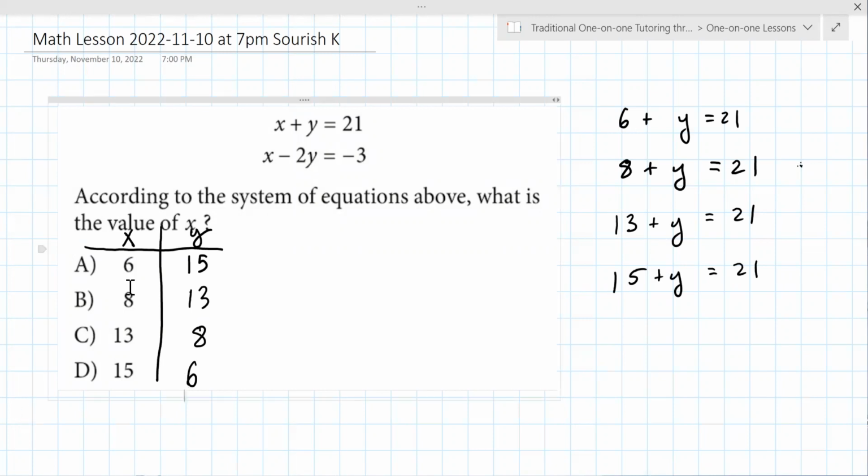Okay, now if these are the x and the y values, they have to now work in the second equation. So I want you to try each of these ordered pairs, A, B, C, and D, in the second equation. Look at the second equation and say, what if x is 6 and y is 15? Does that work? Does that give you -3?